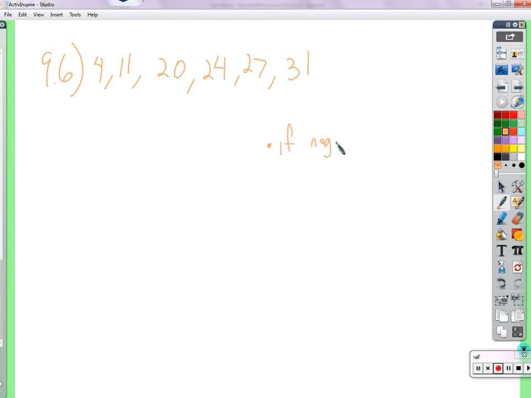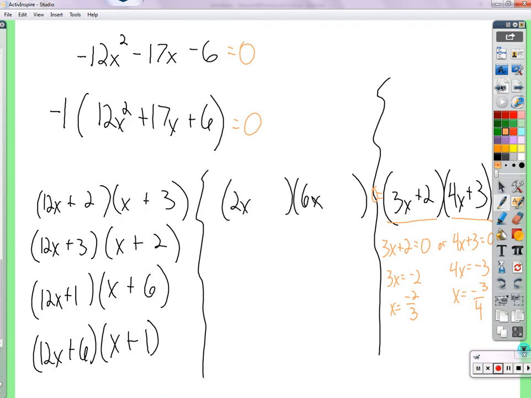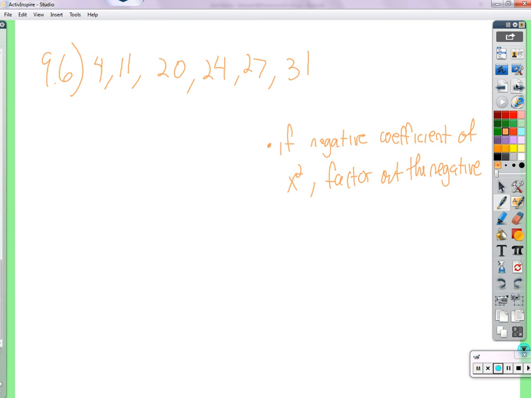If there's a negative coefficient of x squared, so if x squared has a coefficient that's negative, a negative number times x squared, factor the negative out before you start. Just like the example we just had. Factor the negative out first.